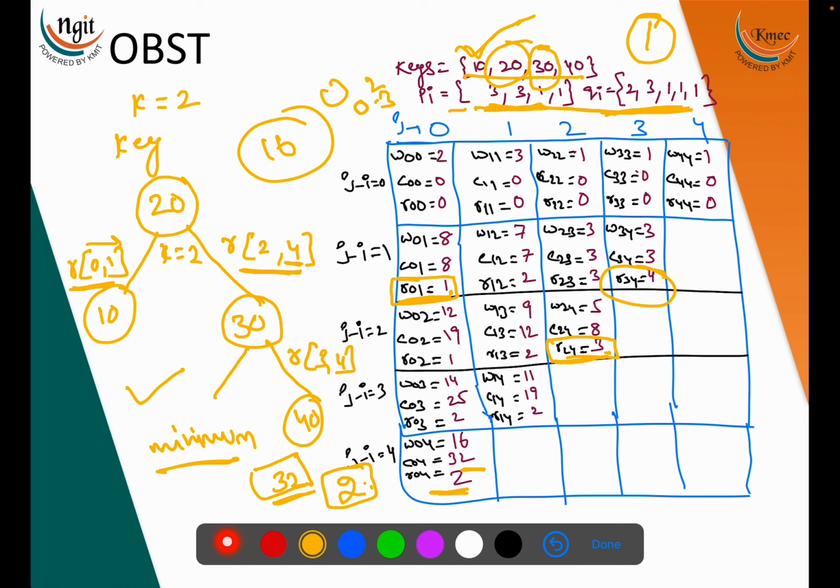Did you understand? Now, this is the problem of the optimal binary search tree. I have taken a sequence of decisions. In each stage, I took a decision for which root value I got the minimum cost. So likewise, I got this. Okay, right. Thank you all.